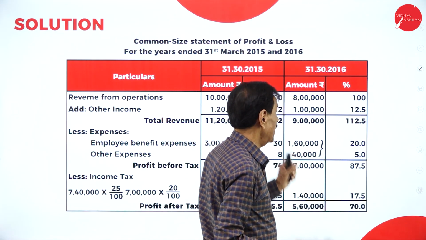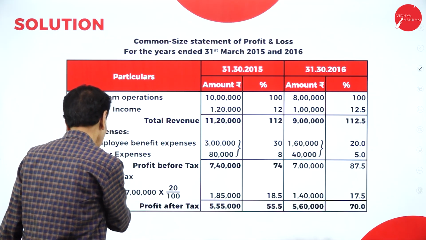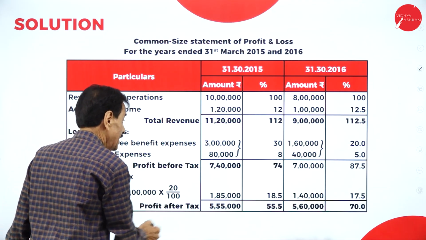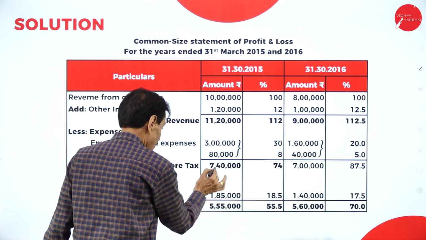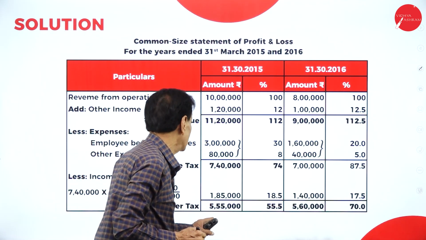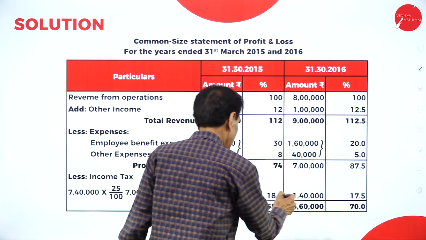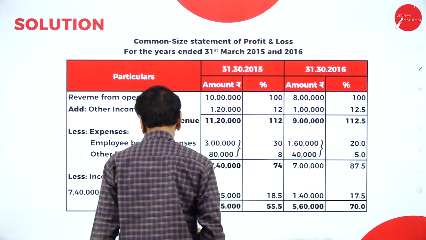7 lakh divided by 8 lakh into 100 is 87.5. Then income tax 25% on this. 25% of 7 lakh 40,000 is 1 lakh 85,000. So 1 lakh 85,000 divided by 10 lakh into 100 is 18.5. Then this is for 20%.